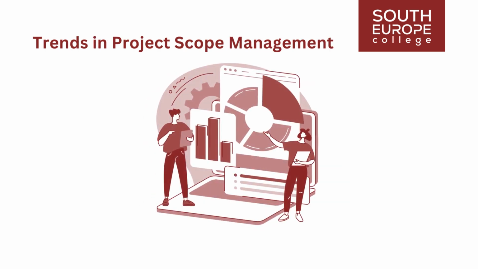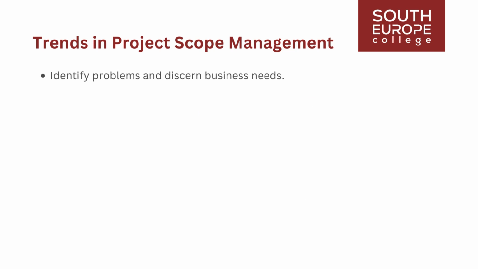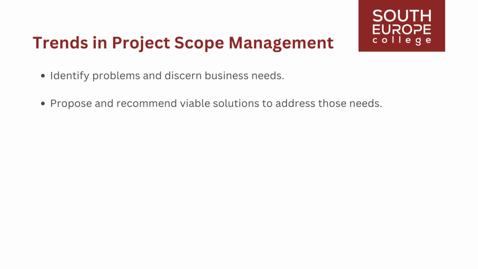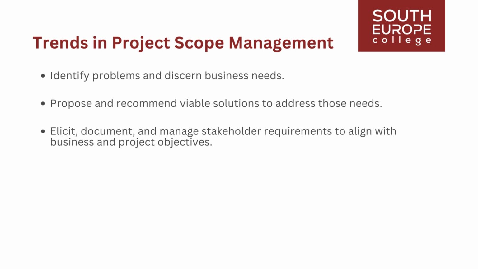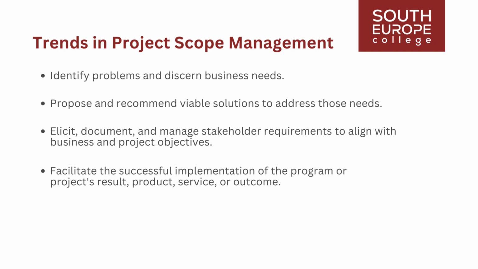Within project scope management processes, the elicitation, documentation, and management of stakeholder requirements play a crucial role. Emerging trends and practices in project scope management underscore the collaboration with business analysis professionals to identify problems and discern business needs, propose and recommend viable solutions to address those needs, elicit, document, and manage stakeholder requirements to align with business and project objectives, and facilitate the successful implementation of the program or project's result, product, service, or outcome.